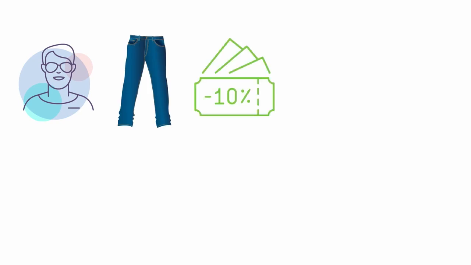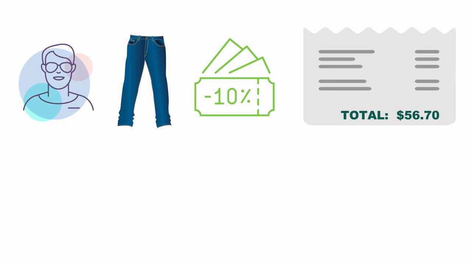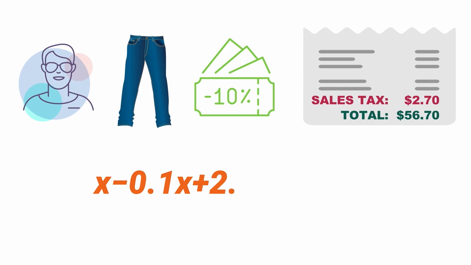Noah is buying a pair of jeans and using a coupon for 10% off. The total price is $56.70, which includes $2.70 in sales tax. Noah's purchase can be modeled by the equation x minus 0.1x plus 2.7 equals 56.7.